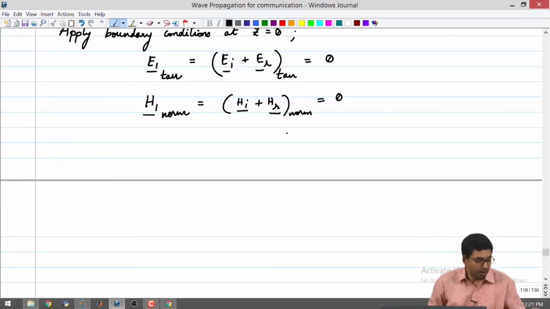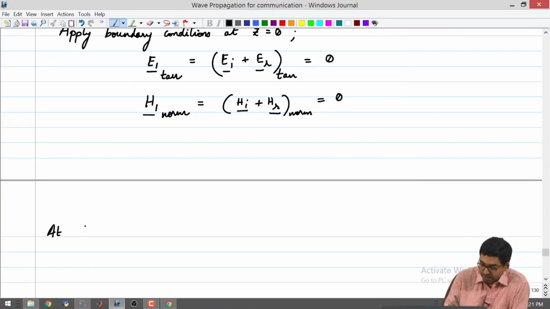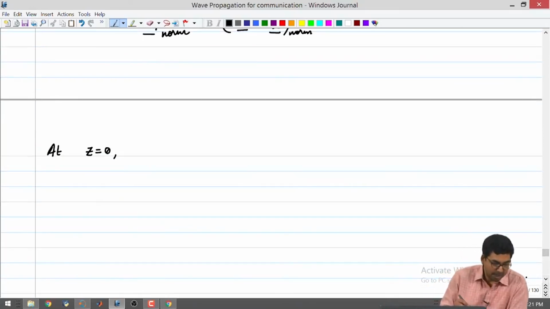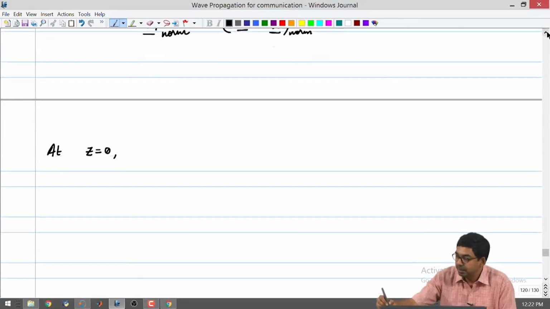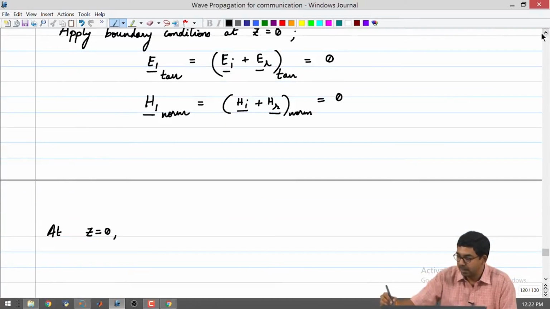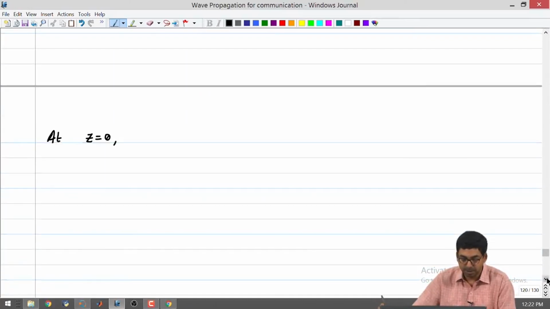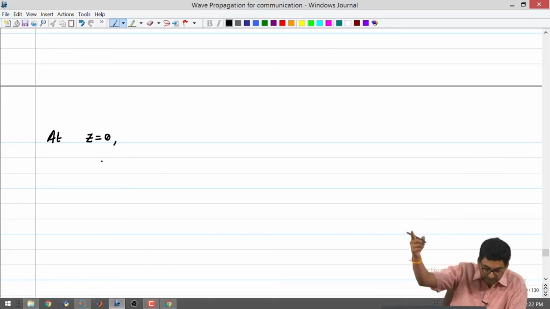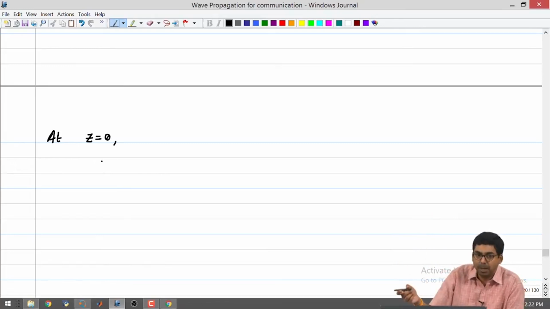Now, let us have a look at what do these things mean. Do they mean something different or do they mean the same thing? So, let us say that at z equal to 0, I will have the incident plus the reflected fields, tangential component is equal to 0, that is what I need to worry about. So, I substitute z equal to 0 for EI, substitute 0 for ER, and then I have to add them up together.